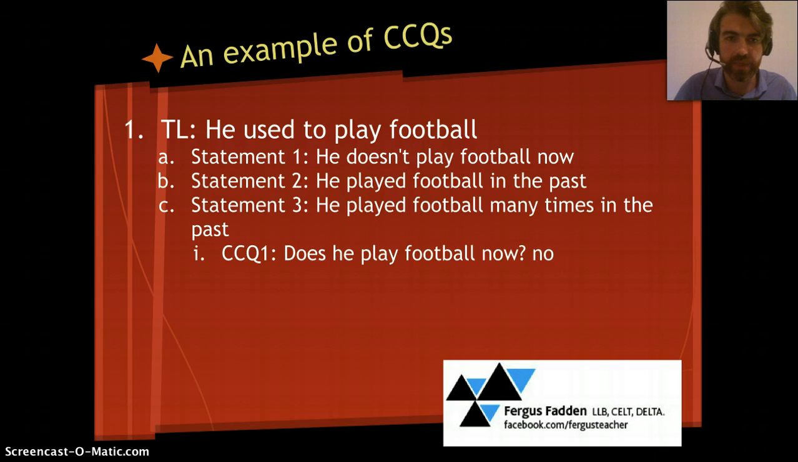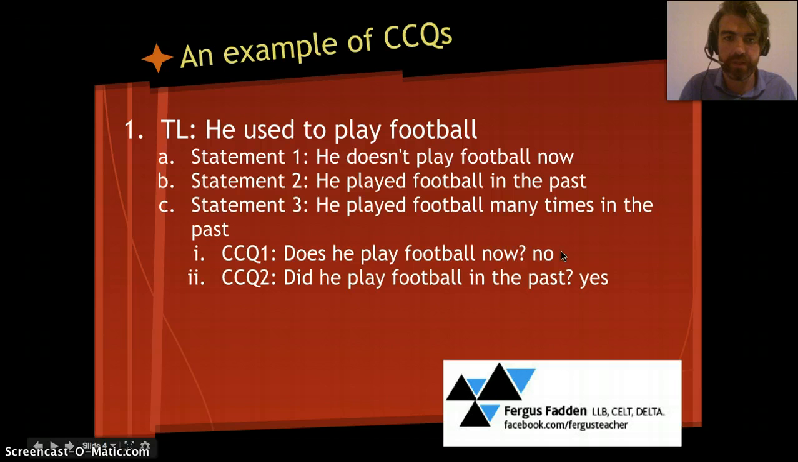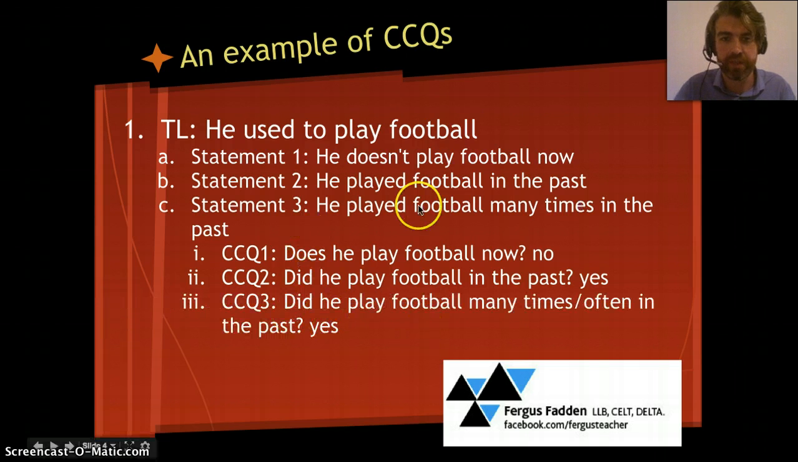So let's transform that. Statement number 1, he doesn't play football now. Does he play football now? The answer, simply no. Statement number 2, he played football in the past. Did he play football in the past? Yes. And statement number 3, he played football many times in the past. Concept checking question: did he play football many times or often in the past? Yes, he did.